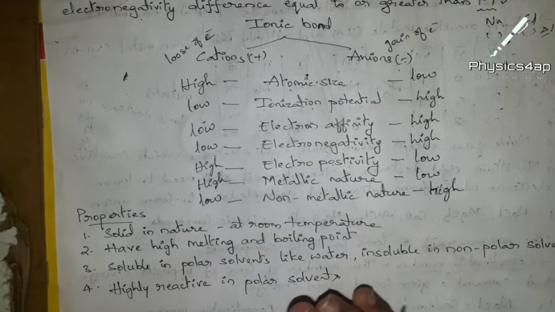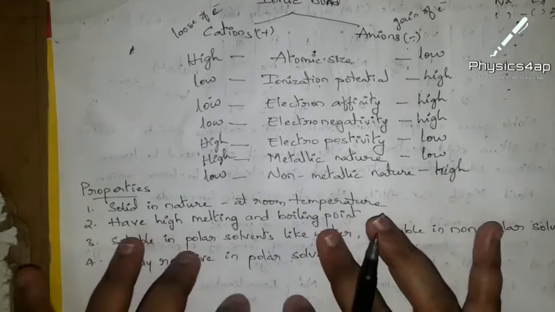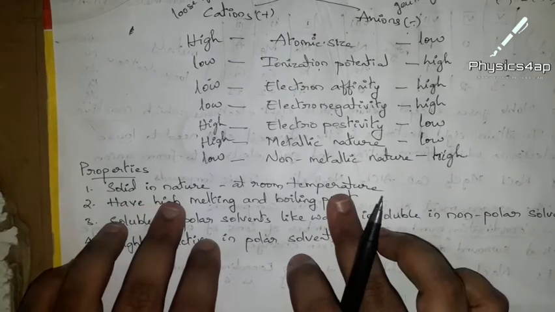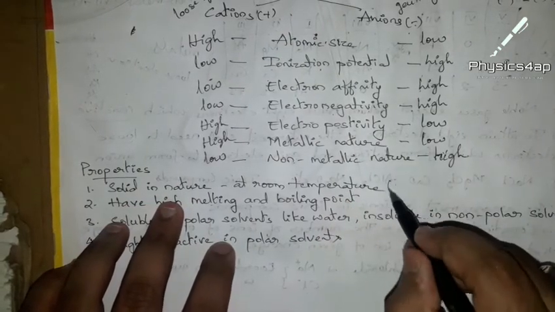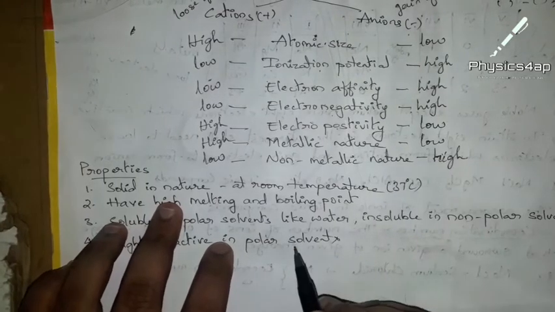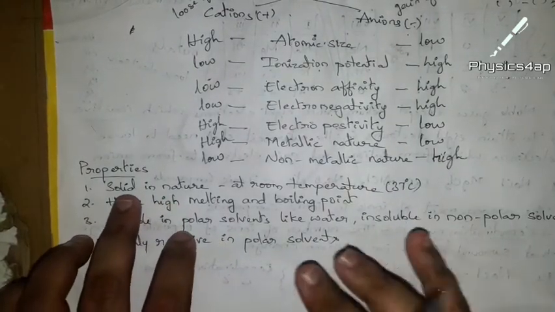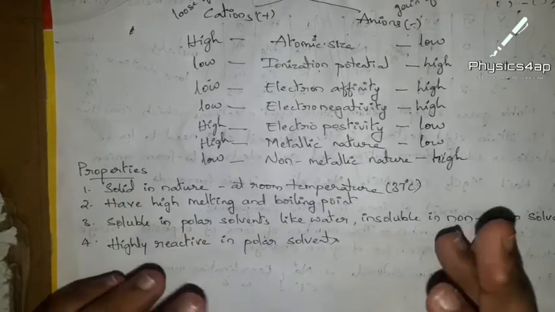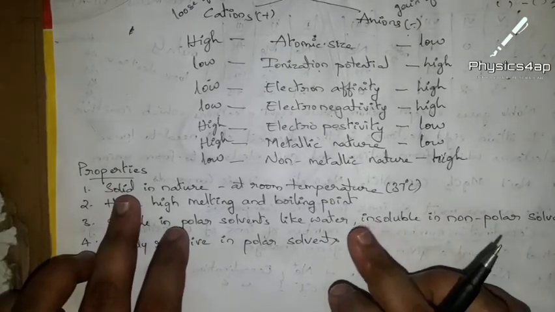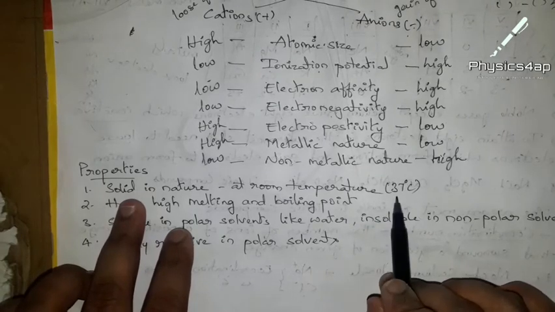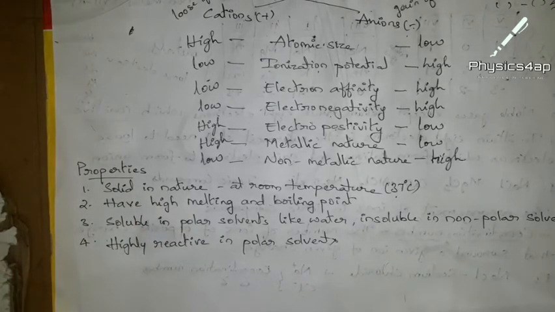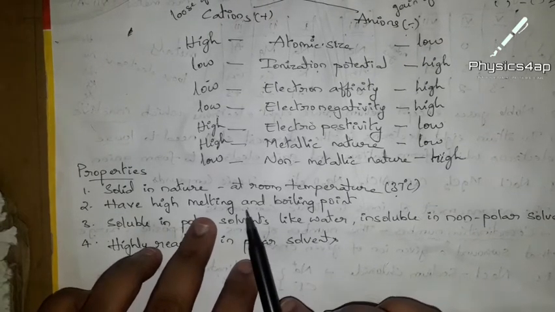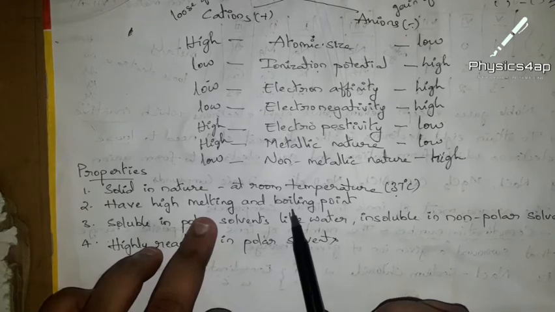And coming to the overall ionic compound properties, mainly we have four. The first property is that they are solid in nature at room temperature. At room temperature, that is 37 degrees centigrade, all the ionic compounds are solid in nature. As we know, matter consists of solid, liquid, gases, so all the ionic compounds should be solid at room temperature, that is 37 degrees centigrade, and they have high melting and boiling point. This is very important: all the ionic compounds have high melting and high boiling point.